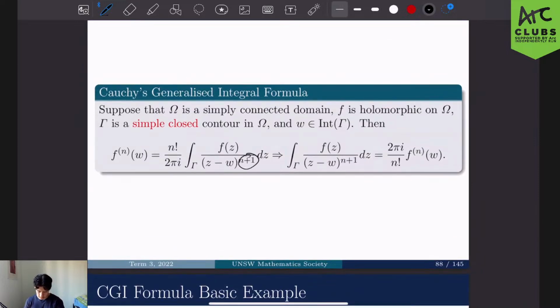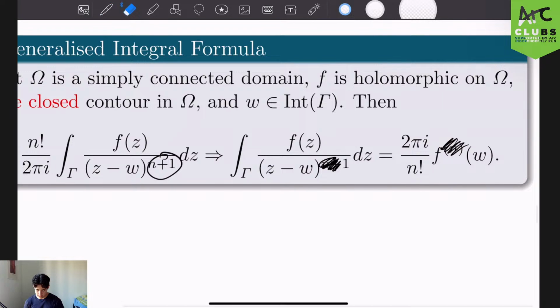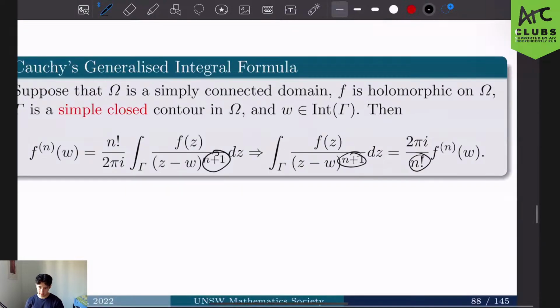Next we have the generalized integral formula, which is very similar, except we've now got a power on the bottom. It's easy to remember, pretty similar to the previous one. We've got n factorial here. We can see that the original integral formula is the case where n is equal to 0, so n factorial is 1, and this is the nth derivative. In the 0th case it was just the function, since we didn't differentiate it. Now you need to differentiate it n times based on this power here and divide by n factorial.